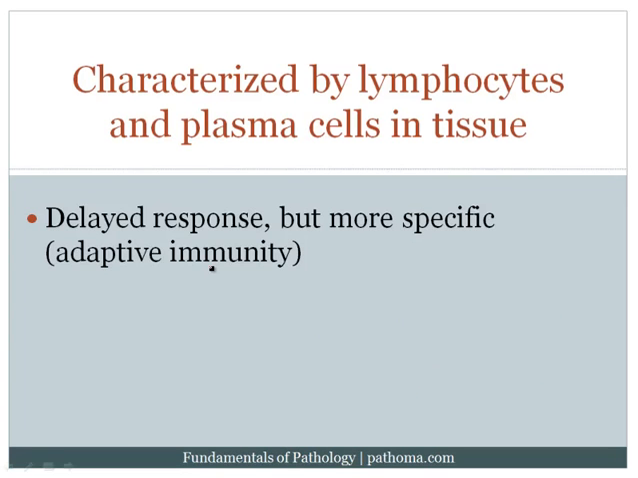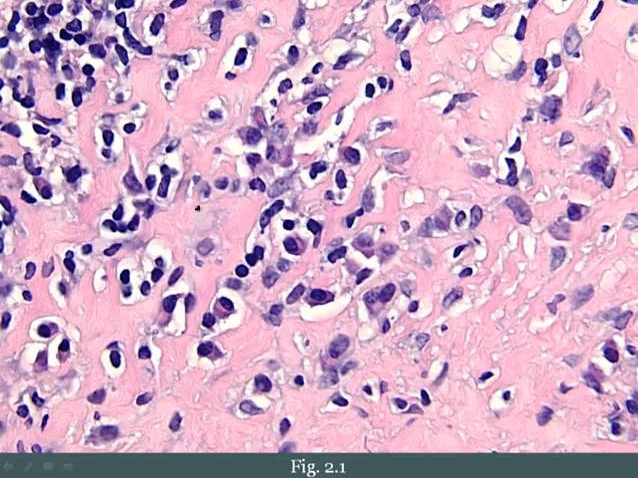Now, it's important to remember that this is a delayed response. It doesn't occur immediately. It takes some time to generate, usually a couple days, but it's more specific than the innate immune system, more specific than the neutrophils, and it is an example of adaptive immunity. We've already talked about adaptive immunity at the very beginning of this chapter, so I won't dwell on that here. Here's an image reminding you of the characteristic cells that are present in chronic inflammation.